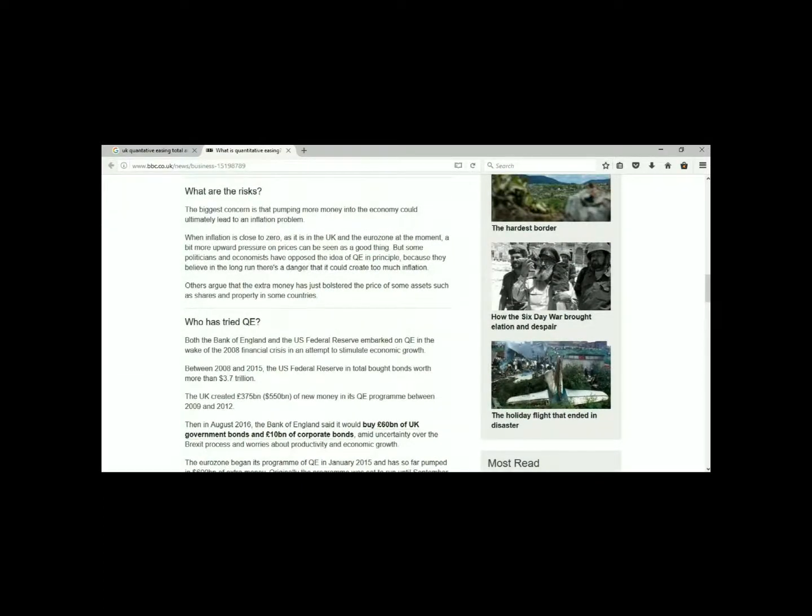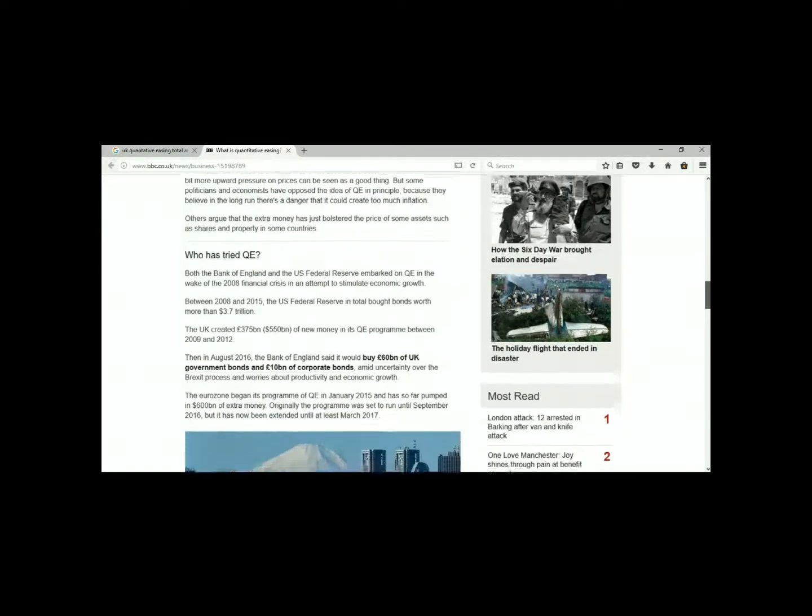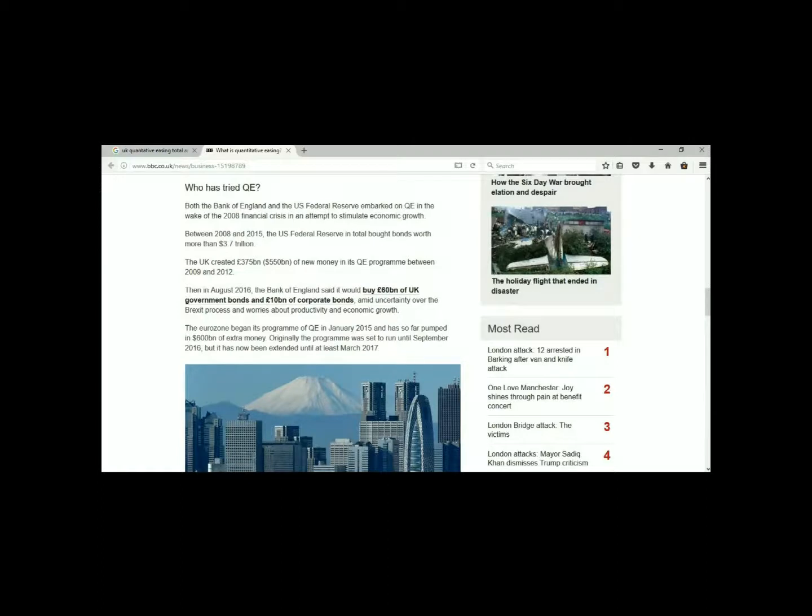What are the risks? The biggest concern is that pumping more money into the economy could ultimately lead to an inflation problem. When inflation is close to zero, as it is in the UK and the Eurozone at the moment, a bit more upward pressure on prices can be seen as a good thing. But some politicians and economists have opposed the idea of QE in principle because they believe in the long run there is a danger that it could create too much inflation. Others argue that extra money has just bolstered the price of some assets, such as shares and property in some countries. Who has tried QE? Both the Bank of England and the US Federal Reserve embarked on QE in the wake of the 2008 financial crisis.